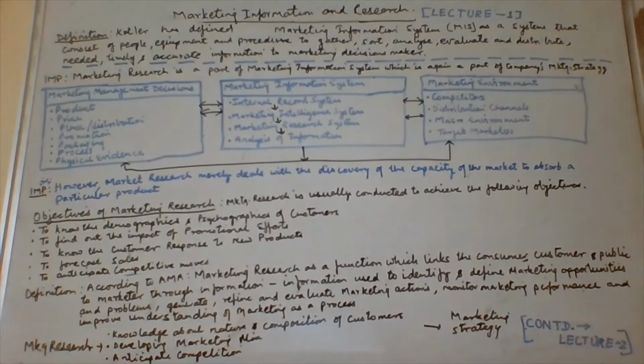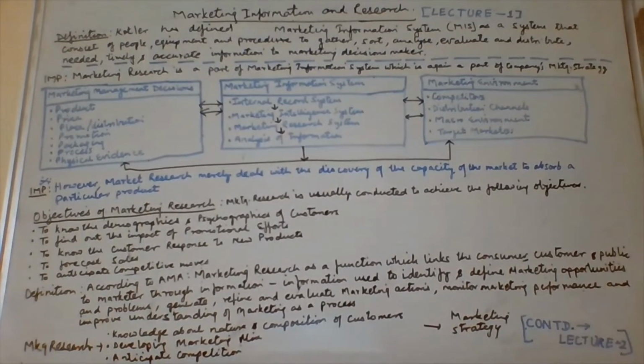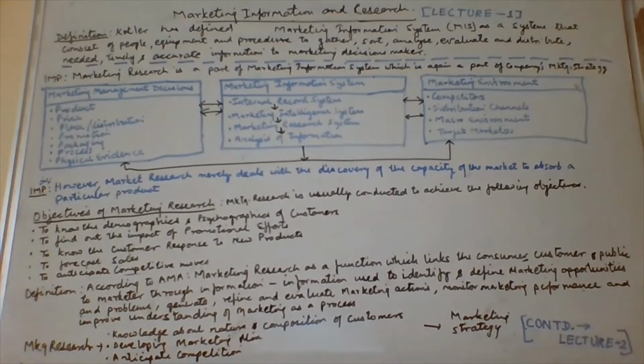So if I go through the definition as given by Kotler, a marketing information system is a system that consists of people, involving maybe the employees of the organization or the customers, equipment and procedures, which together sort, analyze, evaluate, and distribute needed, timely, and accurate information. Now, this is a very important part of the definition: needed, timely, and accurate.